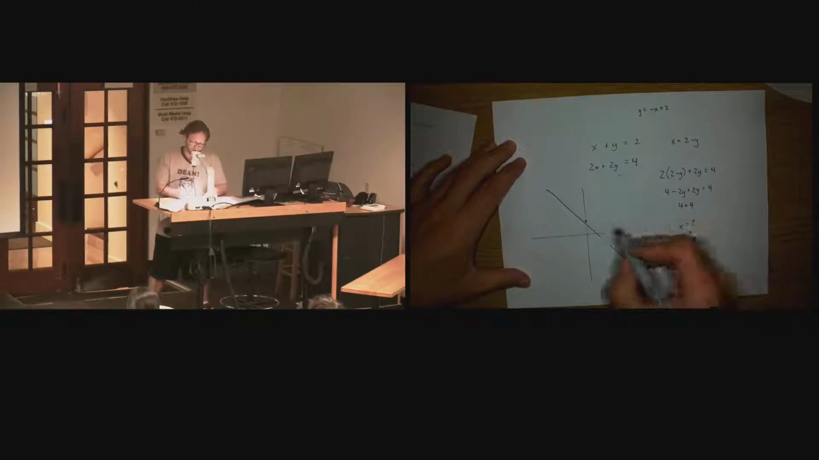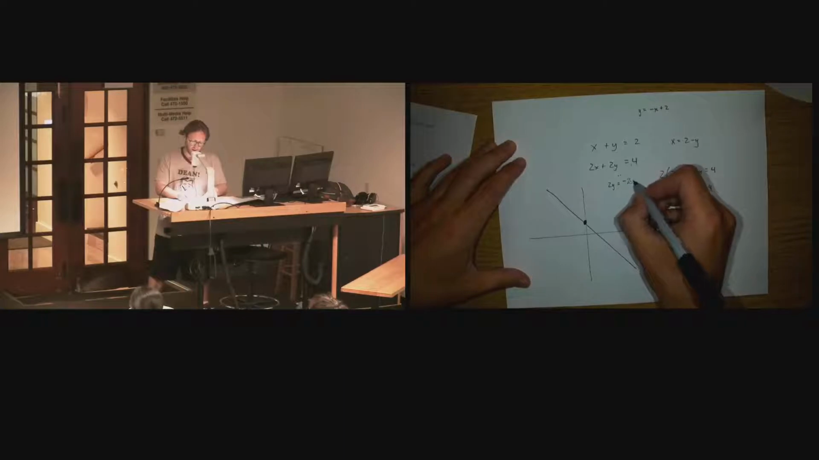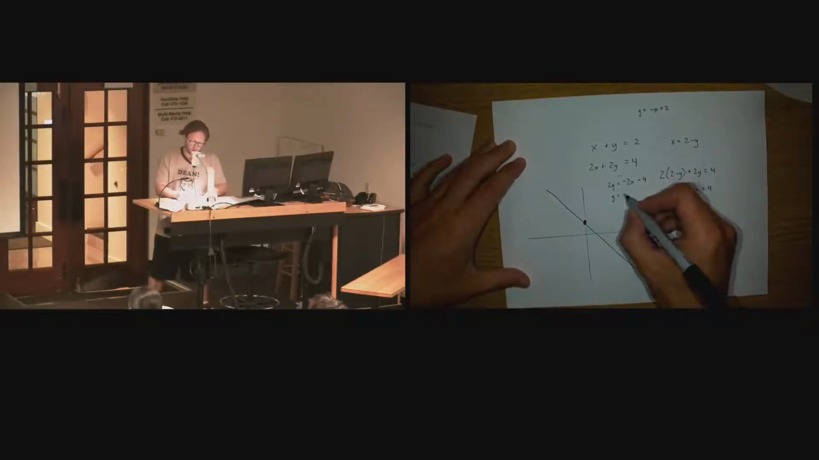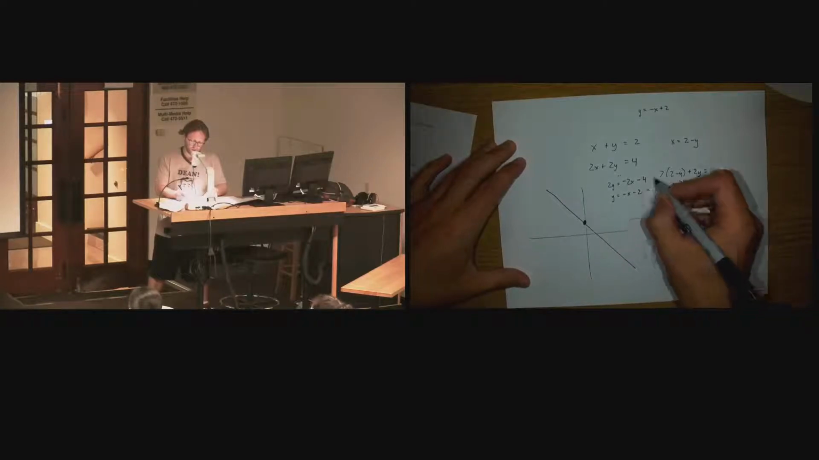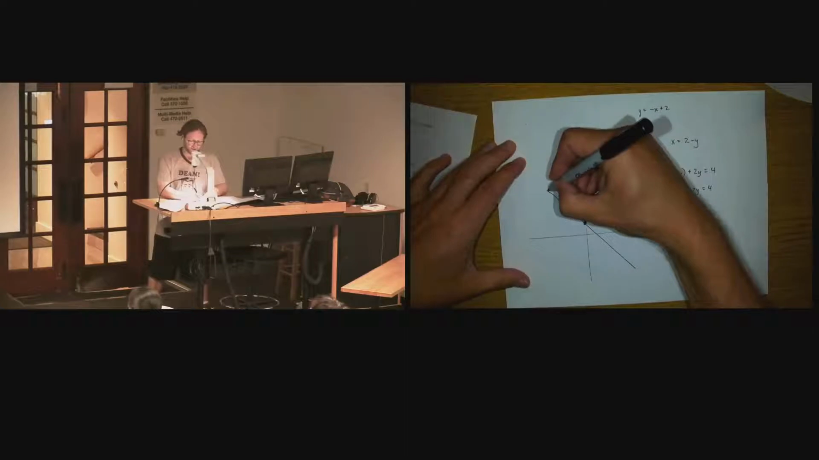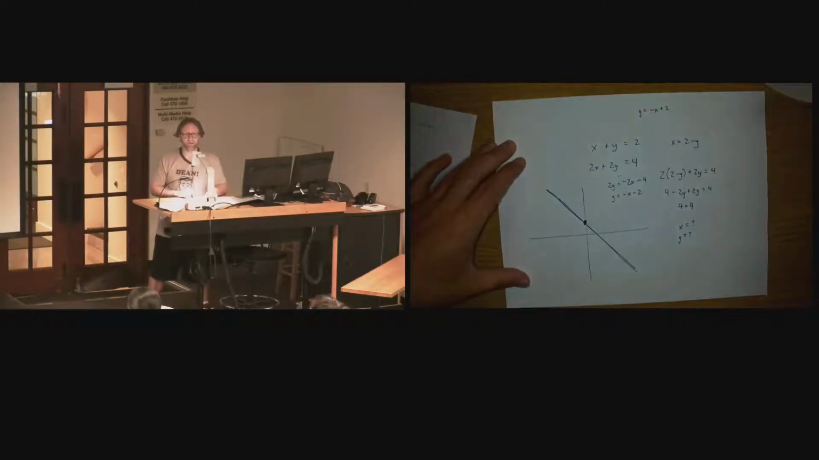I missed my own mark. There. What about this one? Well, we end up with 2y is equal to negative 2x minus 4. Take 2 onto the other side, what do you get? y equals negative x minus 2. Hey, that looks familiar. What's the second equation? It's exactly the same one.